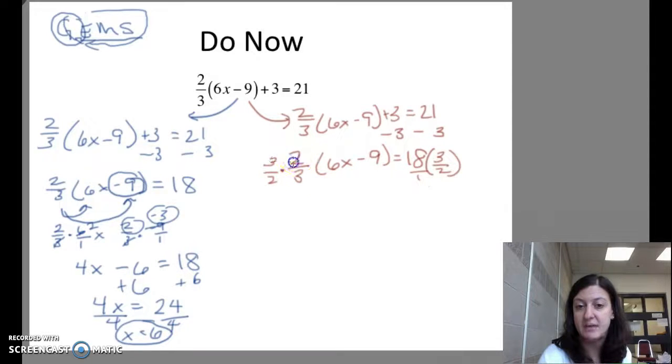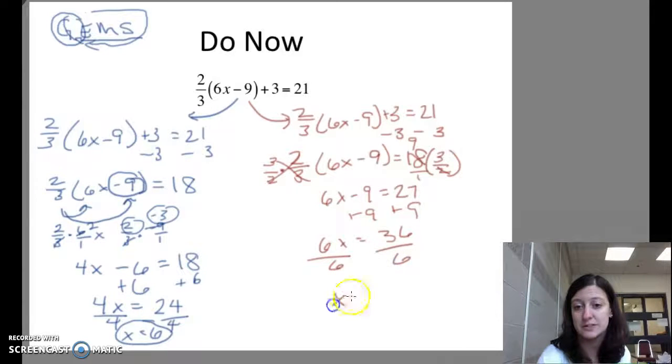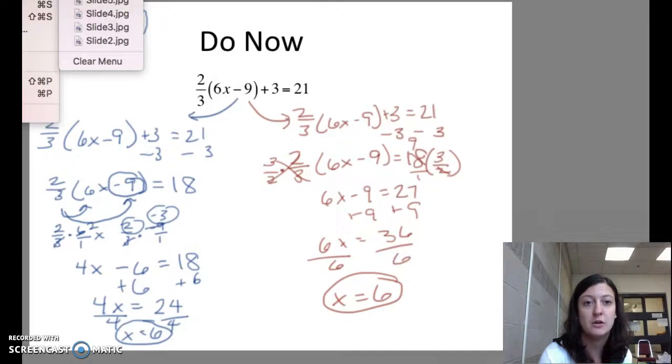And now these cancel. This canceled, became a 9. 6x minus 9 equals 27. When I add 9, I get 6x equals 36. And divide by 6, again, x equals 6. So either way, you can do this problem.